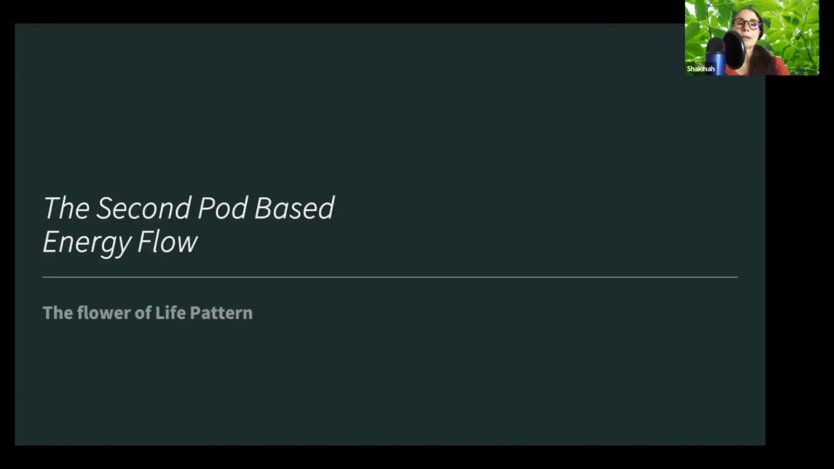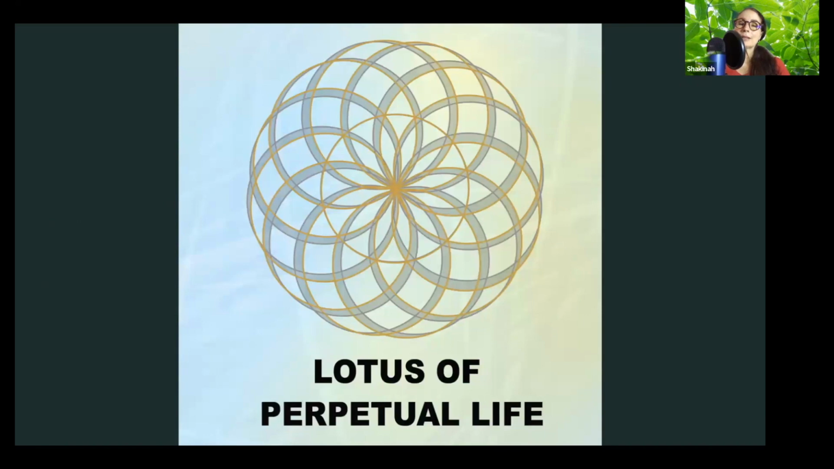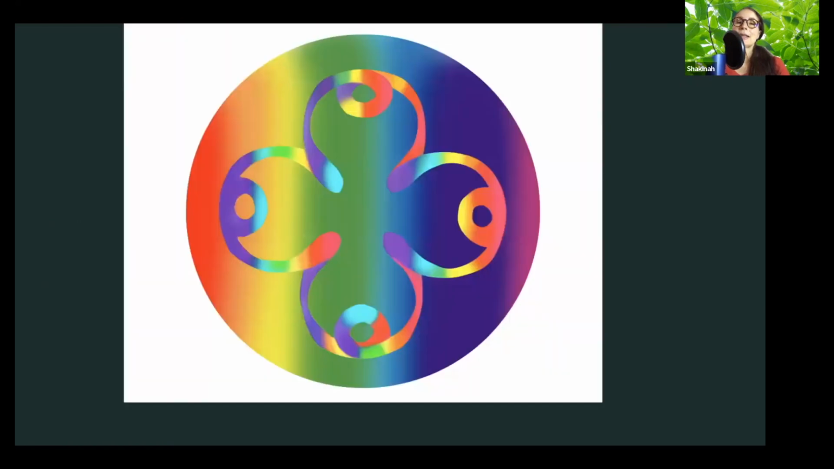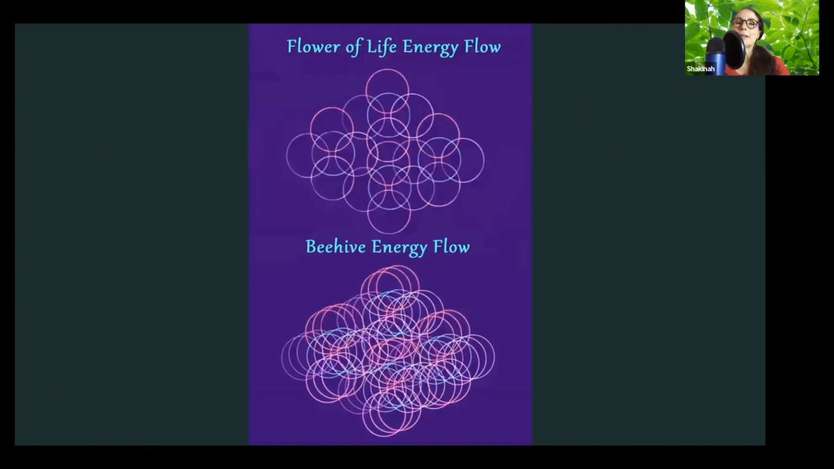The second pod-based energy flow is the flower of life pattern. Here is an example of the lotus of perpetual life. Here is a language of light, flower of life. And this image shows the flower of life energy flow and also the beehive energy flow, which is what we are raising our vibration into. You notice the difference here. As the communities start to form, the ascension communities, the beehive energy flow will increase.